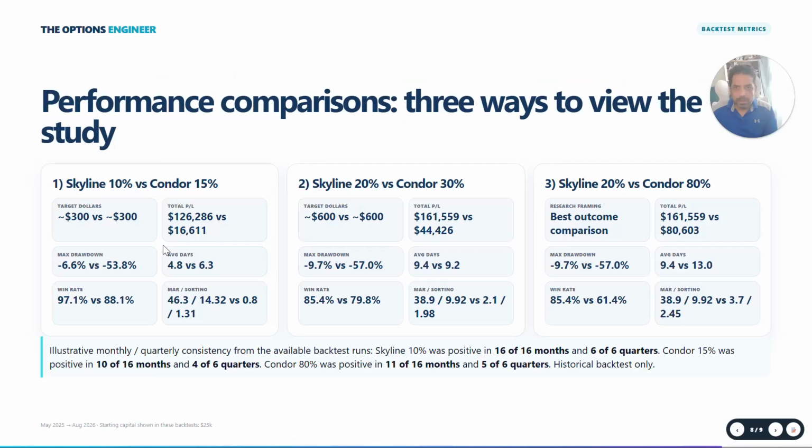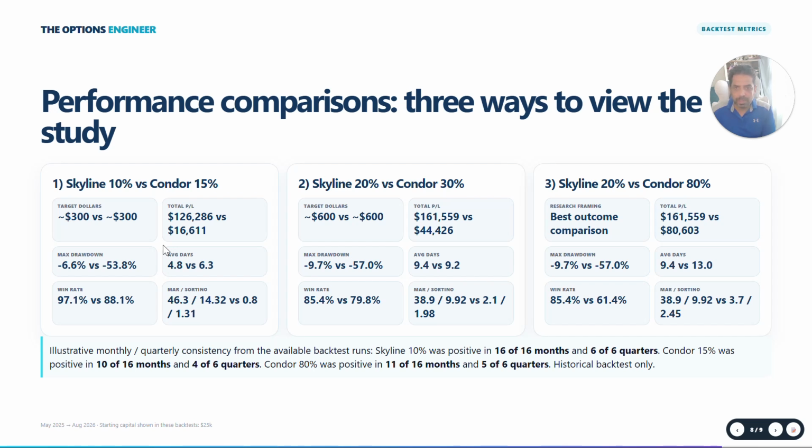So the message is that the structure is designed and evaluated through a research workflow, not only by its label. This is the core comparison slide. Pair 1 is the clean equal target dollar anchor: Skyline at 10% versus Condor at 15%. Pair 2 keeps the same logic at the next level up, Skyline at 20% versus Condor at 30%. Pair 3 compares the best outcome research framing, Skyline at 20% versus Condor at 80%.